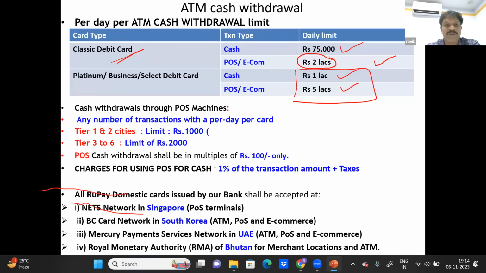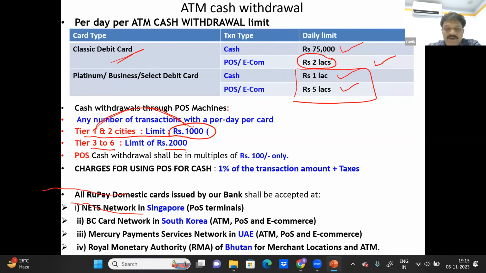Remember, the most important point here is Tier 1, Tier 2 places. Tier 1, Tier 2, it is only 1,000 rupees maximum. Then Tier 3 to Tier 6, it is maximum 2,000. It is a cash allowing directly. So that is the reason they have not given more amount. Remember, 1 means 1,000 like that. There are Tier 1, Tier 2, Tier 3, Tier 4, Tier 5, Tier 6. So Tier 1 and 2 is 1,000.